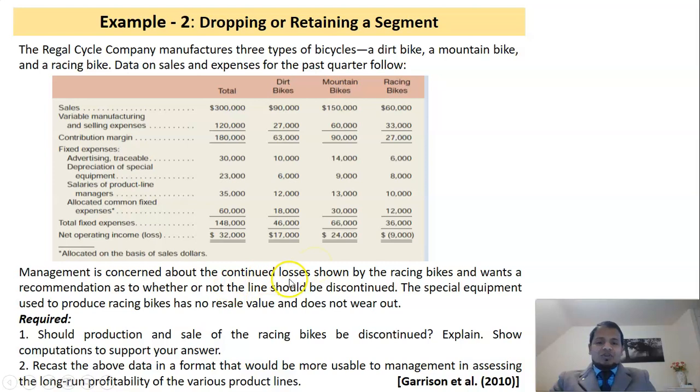Management is concerned about the continued losses shown by the racing bikes and wants a recommendation as to whether or not the line should be discontinued.